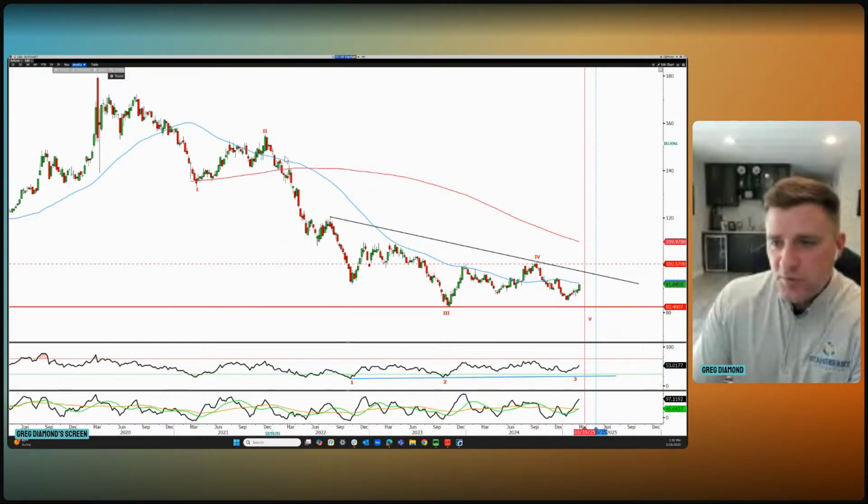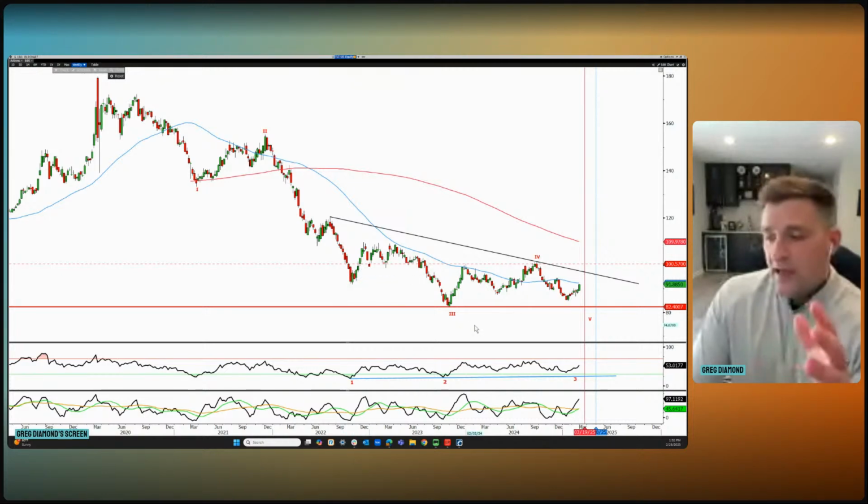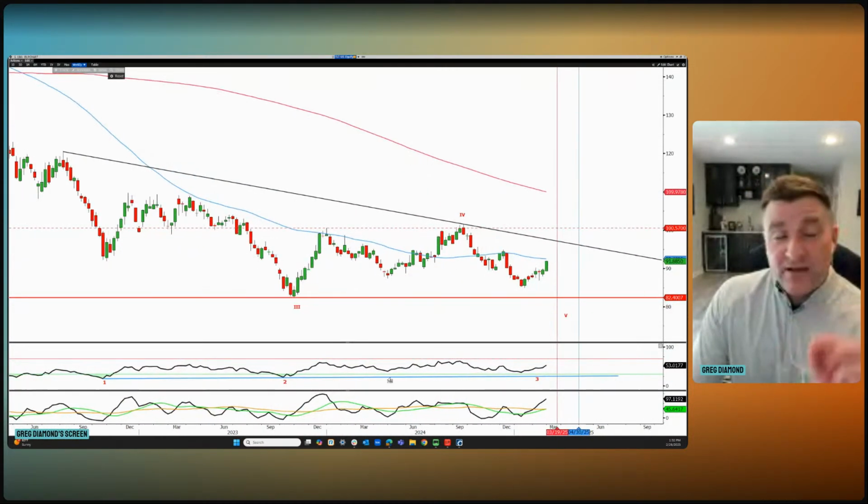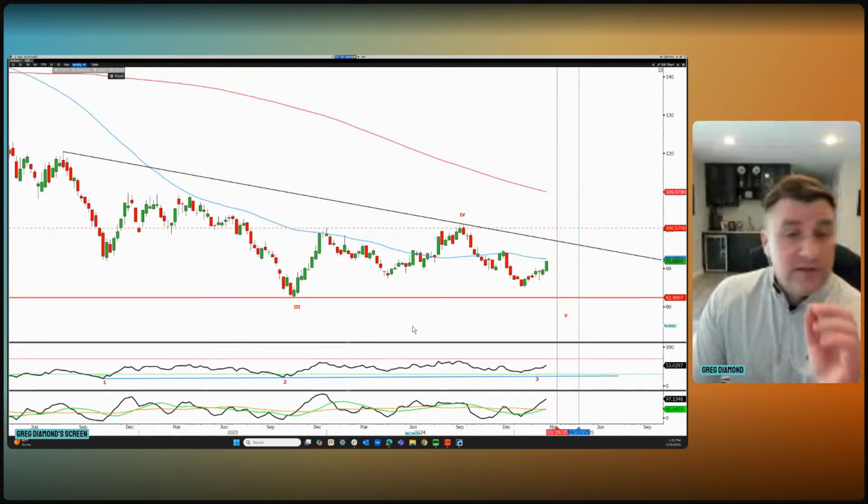We had this huge move down, and you can see here, this move back in 2021, 2022 was a clear wave 3. Whether that ended here and this is A, B, C, D, it doesn't really matter. The point is that this was this huge move down.